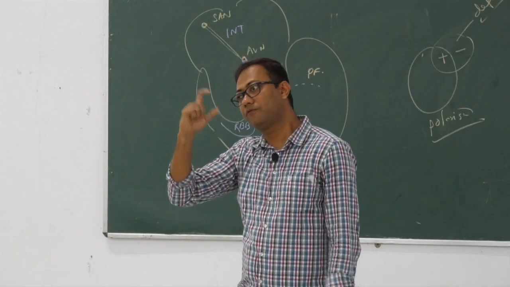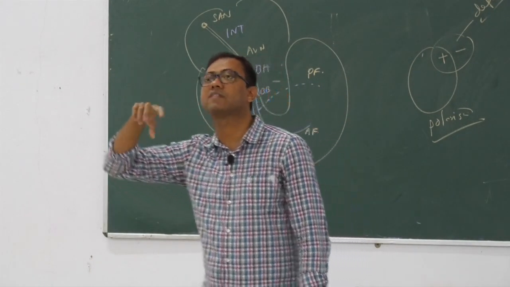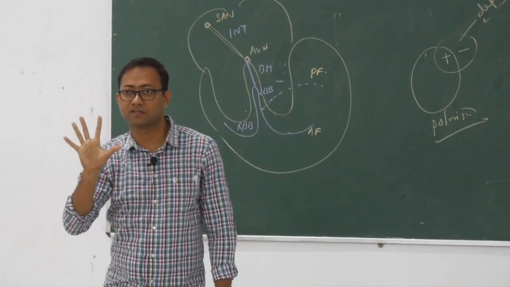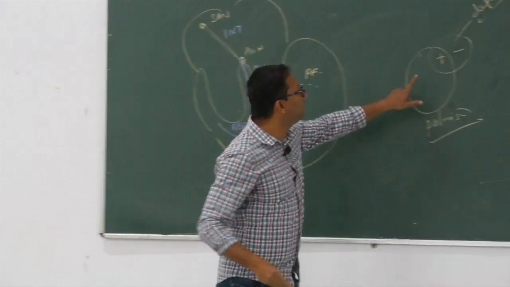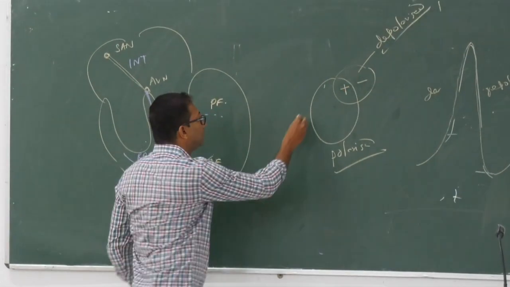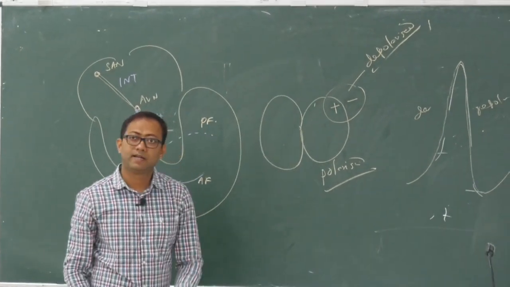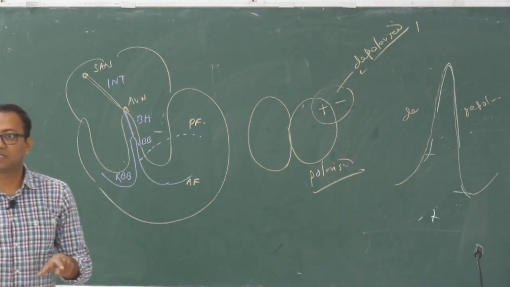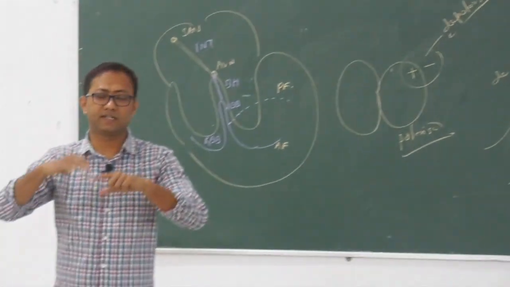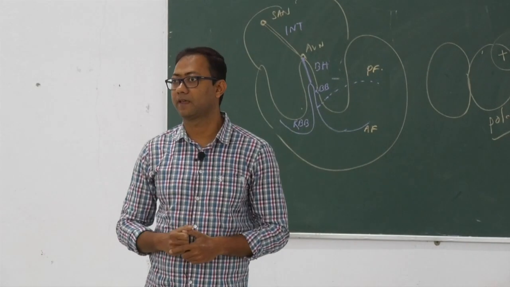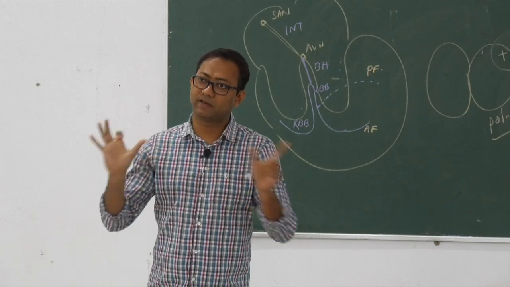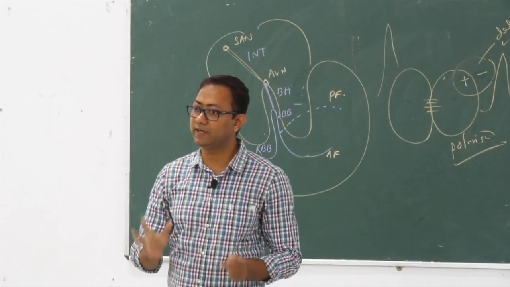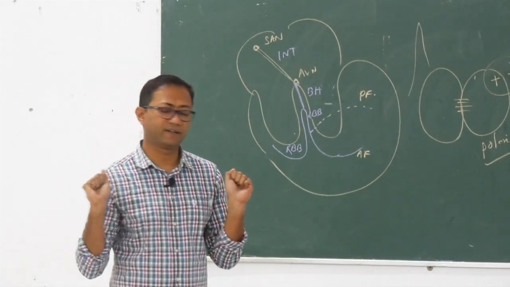Now, for electricity to pass from one cell to another, we need some connection between two cells. This cell is now depolarized. The adjacent cell needs to get depolarized too, then only the electricity will spread to all the myocardium.